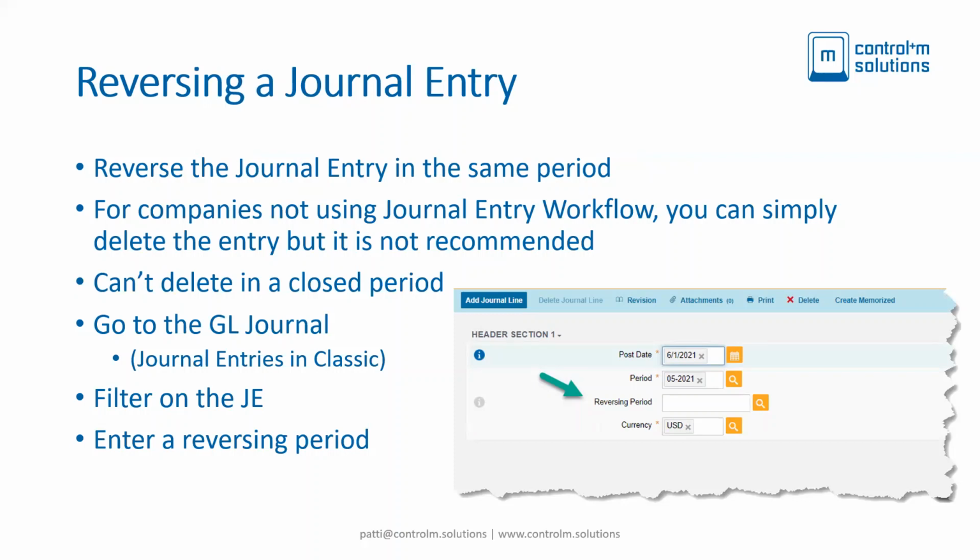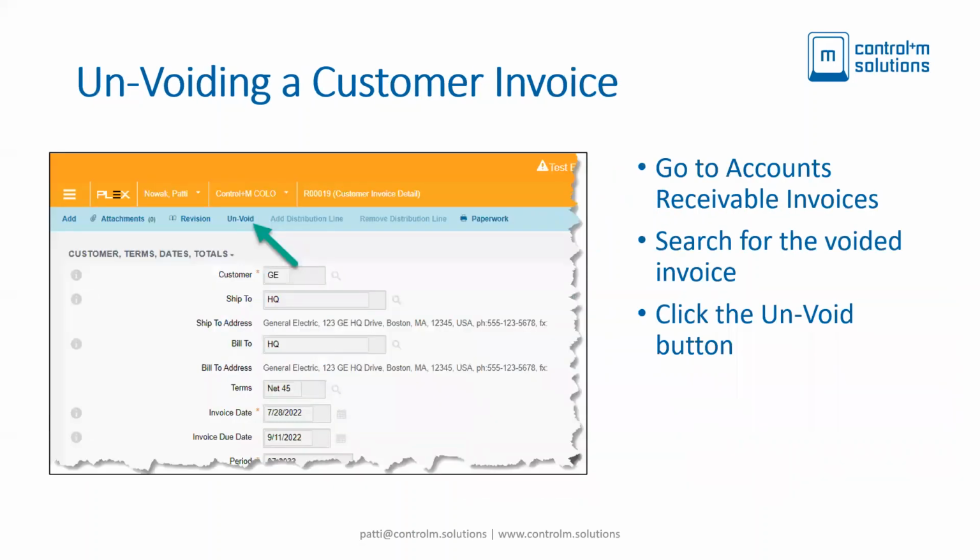Deleting a journal entry, again, it's like erasing from your journal entry. So we recommend doing reversing journal entries, and it's a really easy thing to do. To reverse it, just fill in the reversing period field, and Plex is going to create a reversing entry. If you enter the current period, it happens immediately. And finally, to unvoid an AR invoice or a customer invoice in Classic, just go to that screen, find your invoice, click on it, and you should see an unvoid button. Again, it's going to be dependent on your configuration and your periods, whether or not they're open.